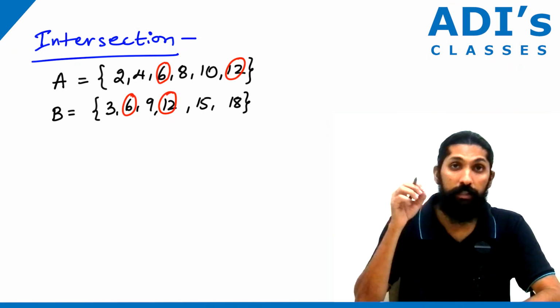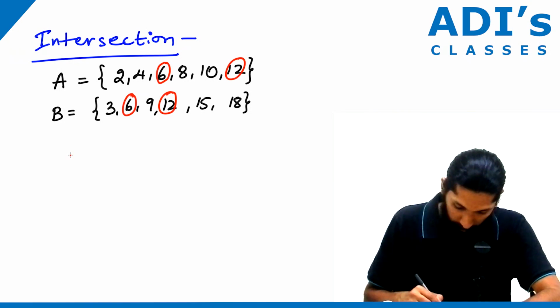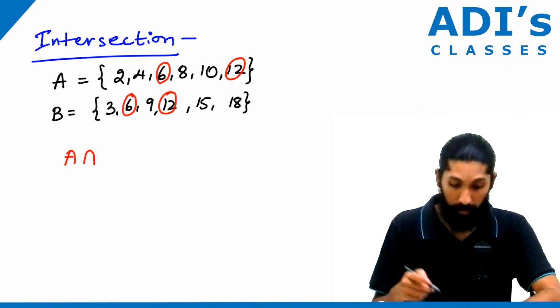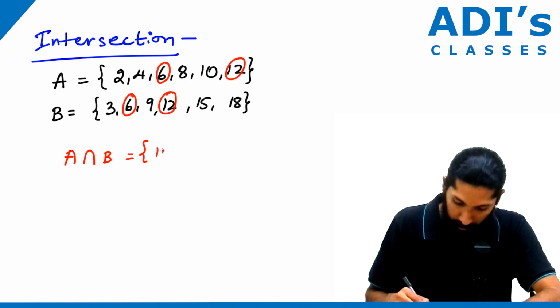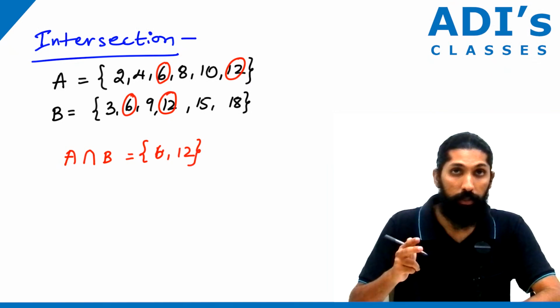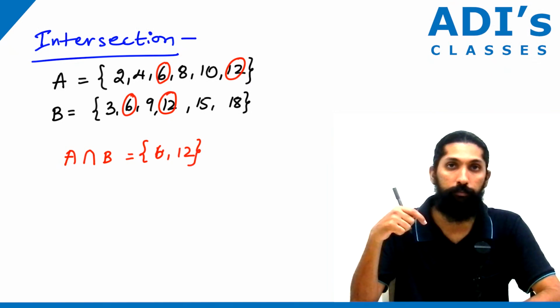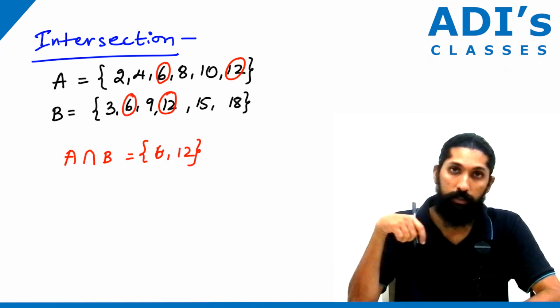So what we write is A intersection B. In the sense here, A intersection B is given by this symbol. It's the opposite of union. A intersection B, so this is nothing but, in our case, 6 and 12, because there are two elements between the sets A and B which are common for both of them. So this is what we call intersection of two sets.